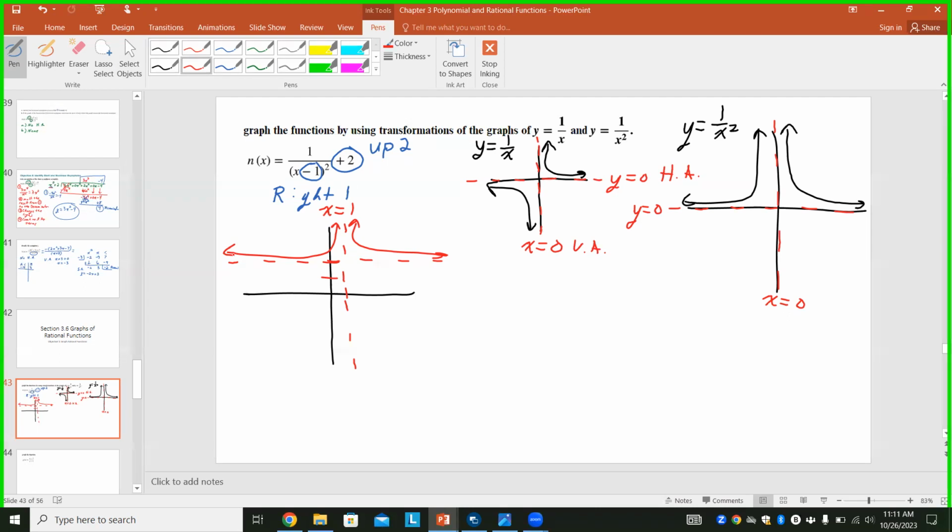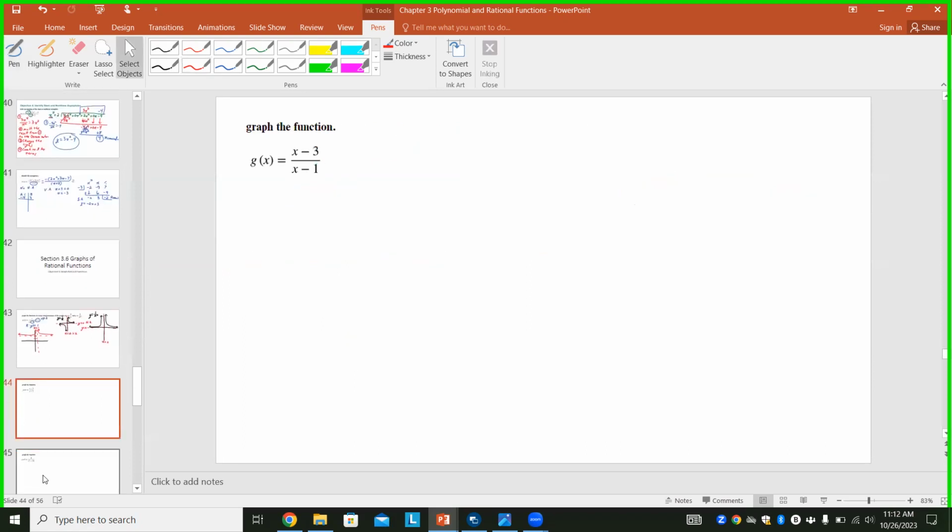Oh, and just an FYI, if it's just 1 over x, the inside of the parentheses would be underneath the fraction. So if it was like 1 over x minus 1 with no parentheses, you treat it as if x minus 1 was in parentheses. And the numbers that are being added or subtracted to the fraction will still be the horizontal. All right, so we're good there? I'll give you an opportunity to write this down and then we'll talk about it.